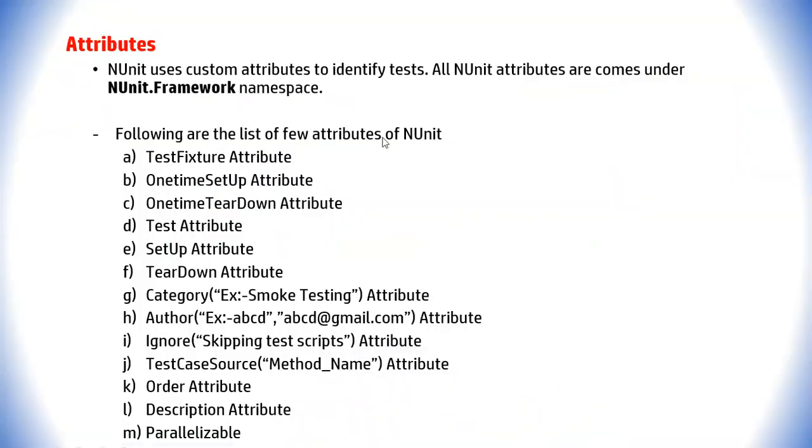Let us discuss the one time setup and one time teardown attributes. Basically, one time setup is, for example, if I have 50 test scripts, only one time should my browser be running and only one time should it be closing. That means I'll be using one time setup and one time teardown. So let us see how you can implement these attributes.